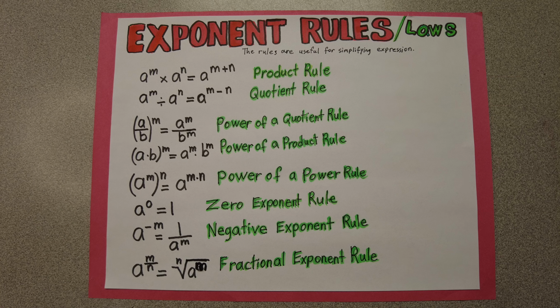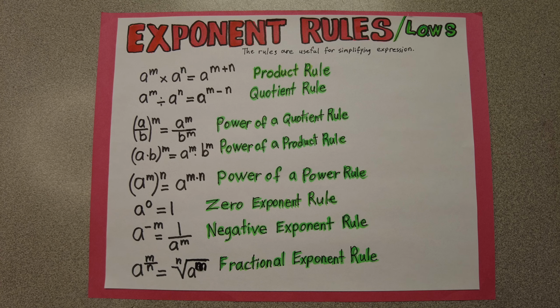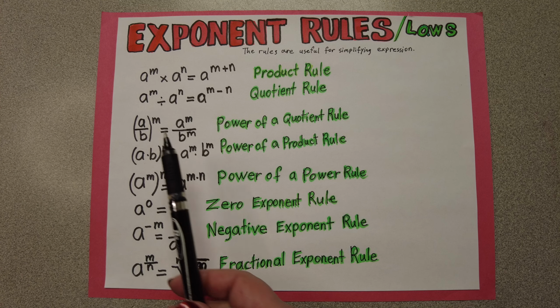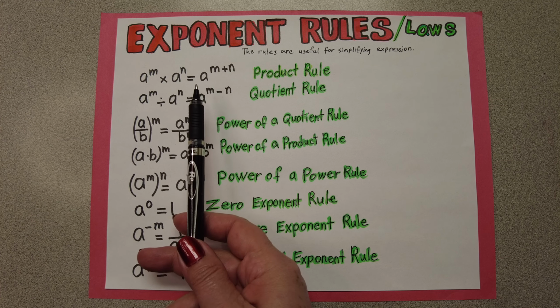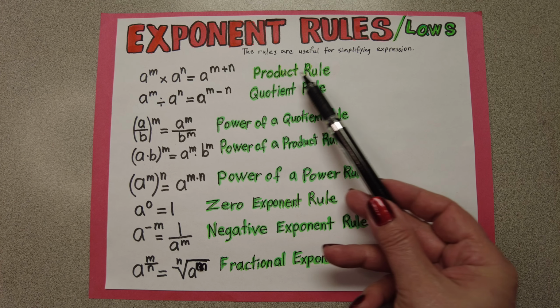In this lesson, we will learn about exponent rules. In the previous lesson, we learned about exponents, or what we call power. We need to know these exponent rules because we use them for simplifying expressions. For this case, multiplying exponents with the same base, this rule is called the product rule.